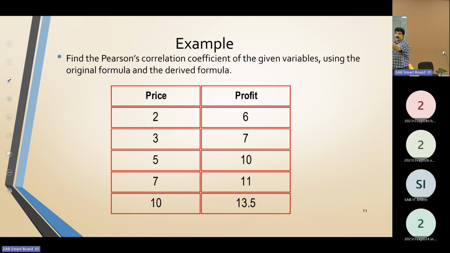So this one depends 97% on this. There is a variation in the profit because there is a variation in price. Combining both, you can say 97.2% of the variation in profit can be explained through the variation in price. That is what we have to write if they ask to interpret.